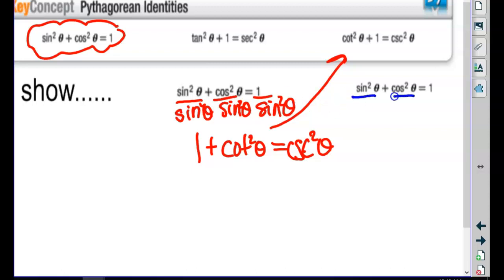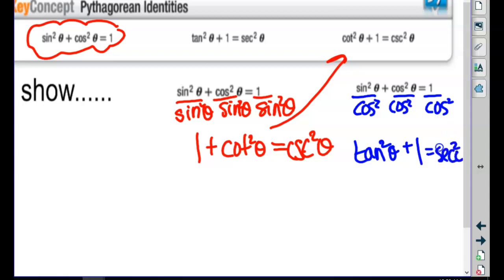What else could I divide them all by? Okay, so if I divide them all by cosine squared, sine squared over cosine squared is tangent squared. You need to know this. Cosine squared over cosine squared is 1. What's the reciprocal of cosine? Okay, so that's this guy. So if you only had this one memorized and you knew all the definitions, you could develop the other two, but we did put them on the reference sheet.